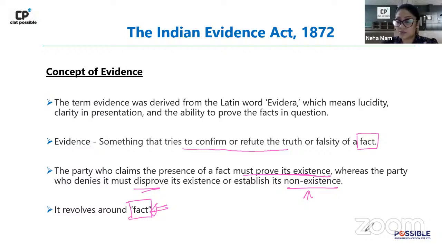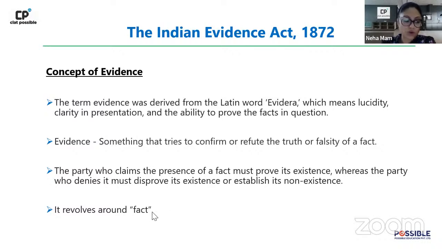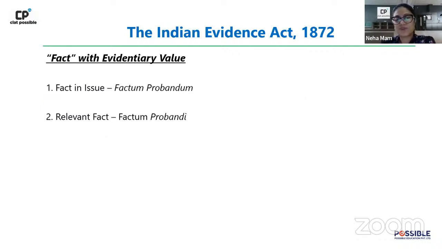Like if A is saying that B murdered him, then he will have to prove the existence of the fact that A was murdered by B. On the other hand, B will have to disprove that B did not murder A, something like that. There has to be a proof and a disproof. The important takeaway from this is that evidence law as such is always revolving around the concept of fact. So when we look at fact, when we look at the law of evidence, what is really important is: what is this fact for which you can bring evidence?